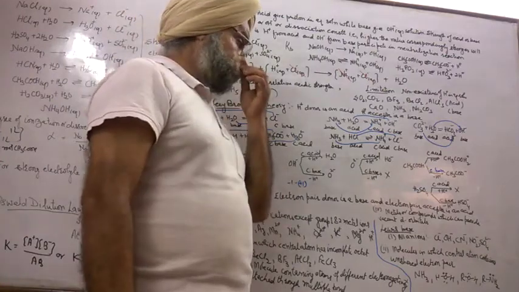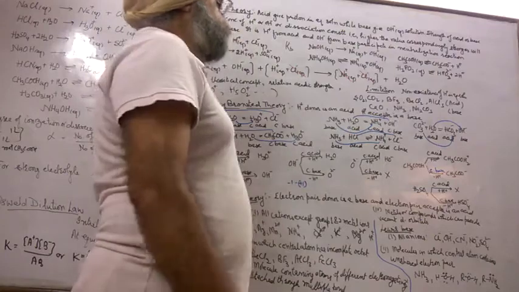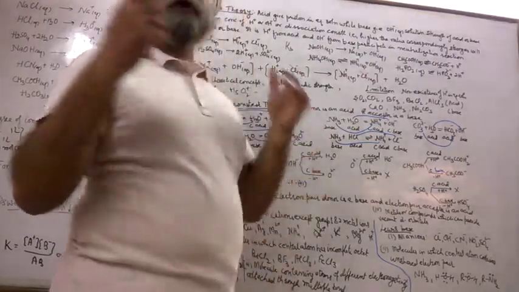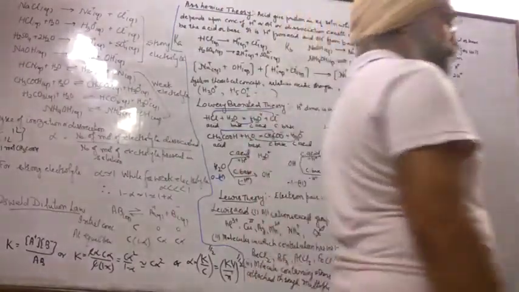Electron pair. Electron pair donor is a base and electron pair acceptor is acid. Means electron rich species are base and electron deficient species are acids.